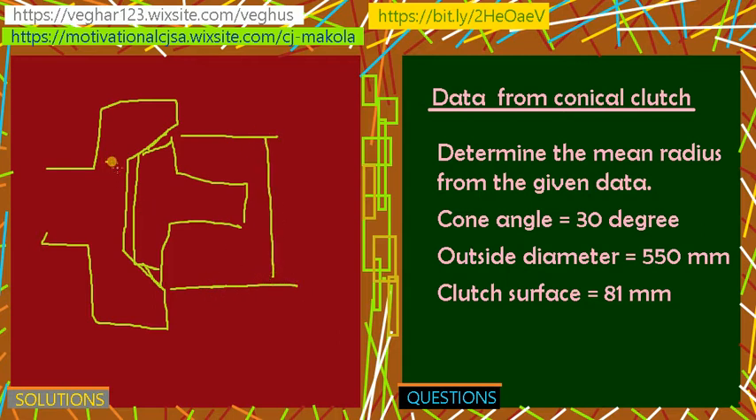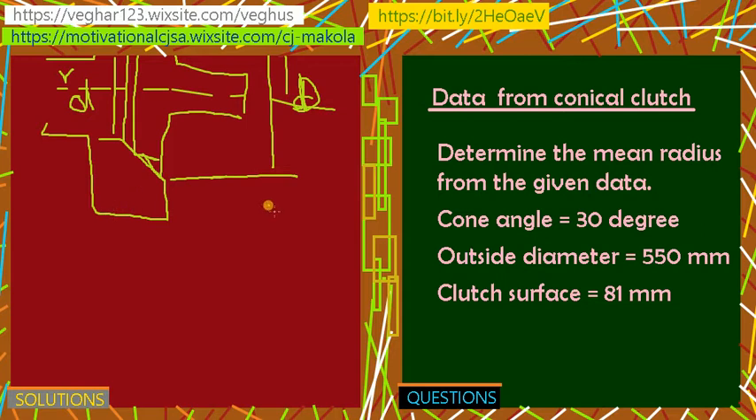This is the outside radius, and this one is the inside radius. This is the outside diameter, and the inside diameter. So the radius from this point to this point is the outside or external radius, and this is the internal radius. When they say determine the mean radius, they are looking for R mean, the external radius plus the internal radius, divided by 2.